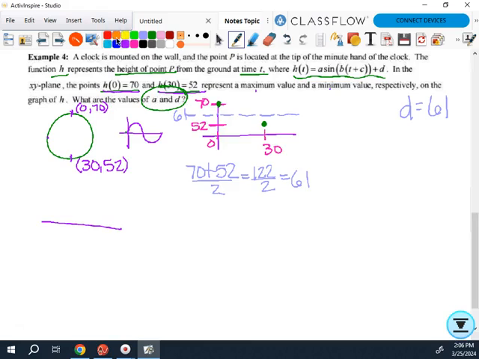So then the next thing I need is A. These are the two things that they asked me for. What does A represent in the graph? What's it called? Amplitude. So my amplitude is the distance from the midline to a maximum or the midline to a minimum. So what is that distance? 9. It's either 70 minus 61 or 61 minus 52, and I get 9.